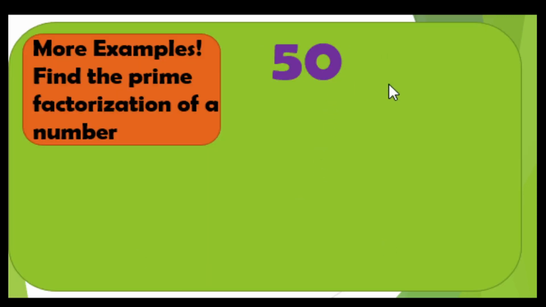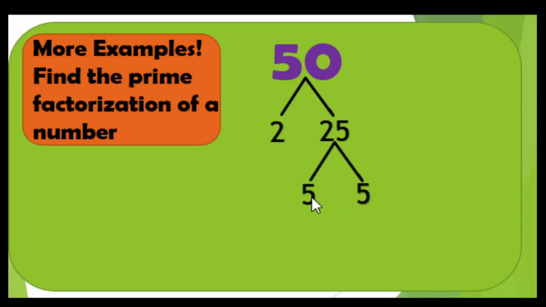Now, let's try another example. Let's find the prime factorization of a number. Our given here is 50. Let's think of two numbers that will get a product of 50. Let's use 2 and 25, because 2 times 25 is equal to 50. Since 2 is already a prime number, we don't need to factorize. Let's proceed to the number 25. Since 25 is a composite number, we need to factorize. Let's think again of two numbers that will get a product of 25.